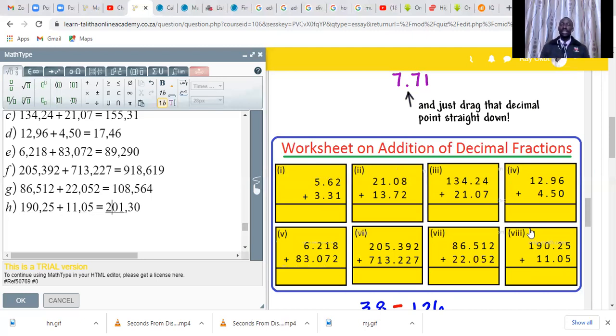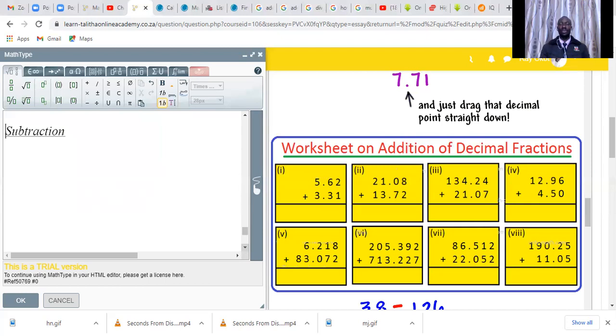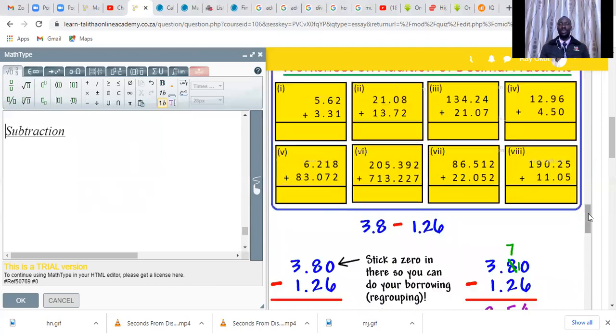In dealing with addition of decimal fractions. Now the next thing we want to look at apart from addition is called subtraction. So the next thing is called subtraction. We want to see what happens when we are subtracting decimal fractions. So let's get right away to the question or to the activity, or maybe a small introduction.